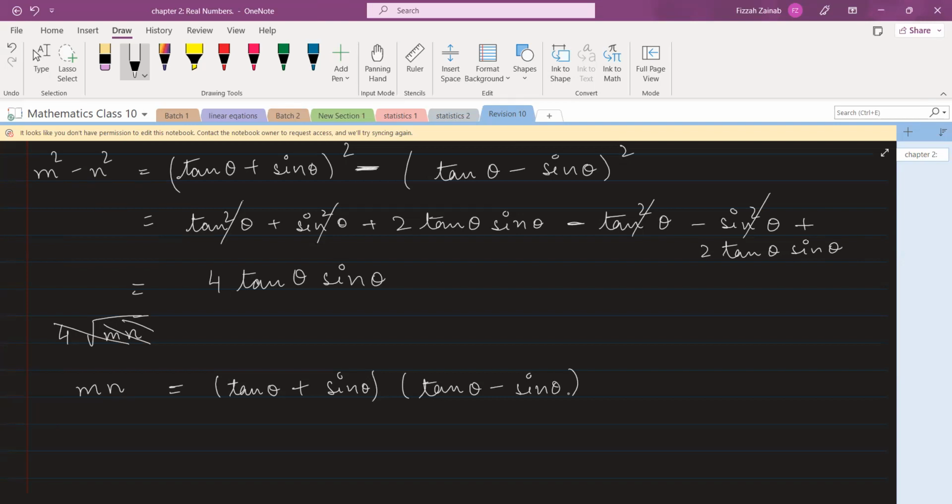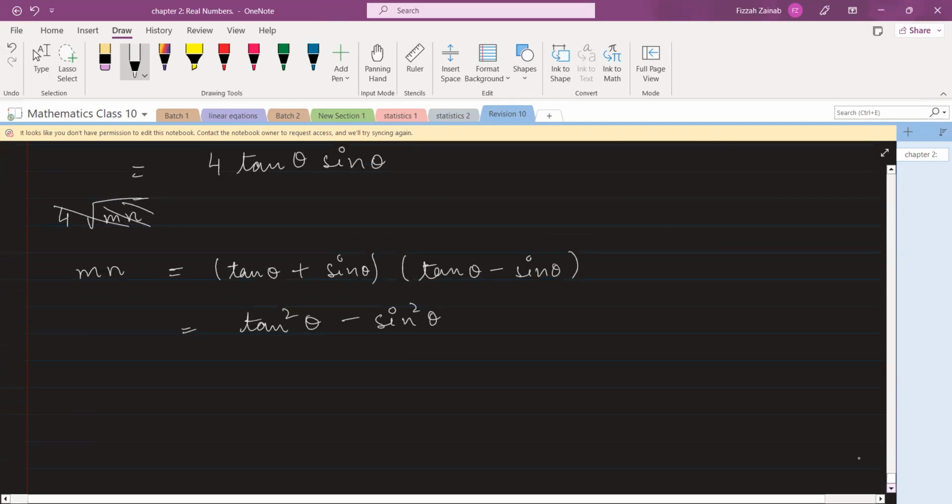So it will become a plus b into a minus b. So we can use an identity. I think it will become tan square theta minus sine square theta. Fine, Martin. A square minus b square. Okay, now let us convert this into sine and cos.